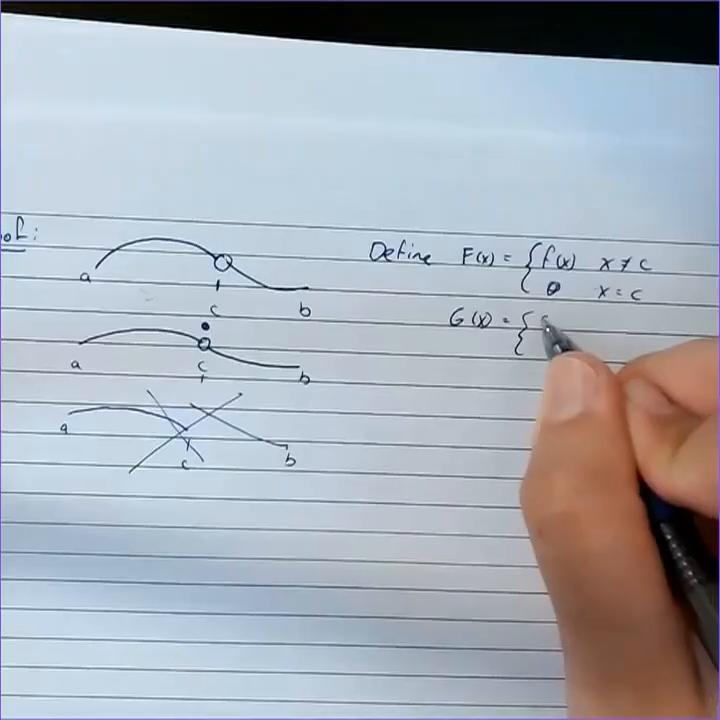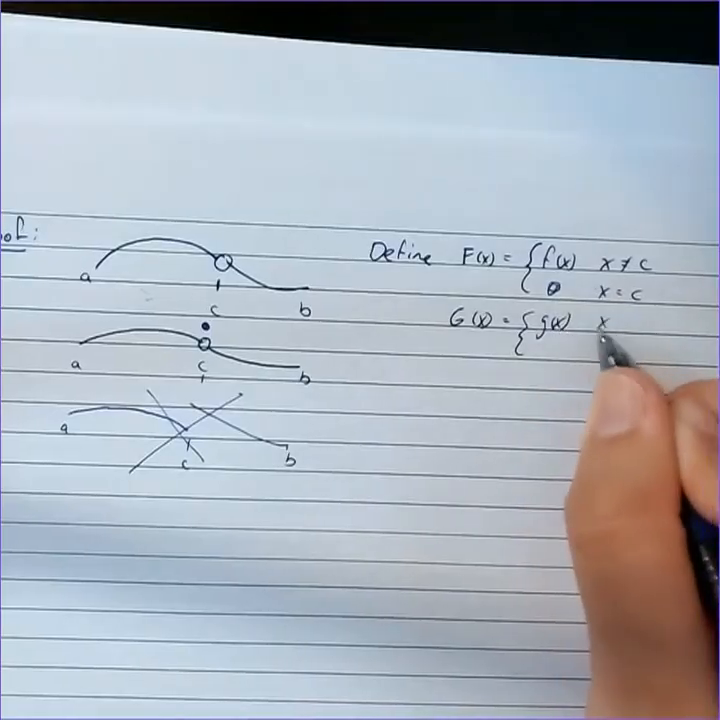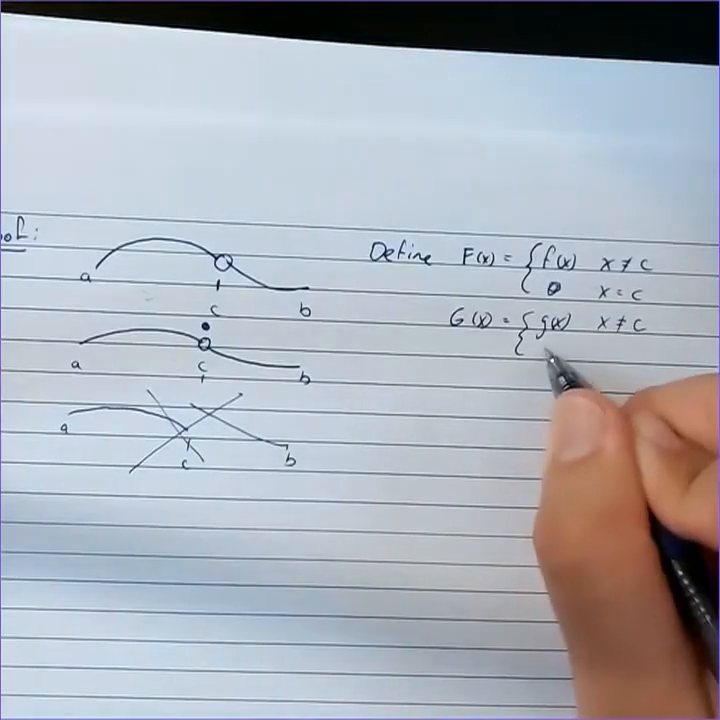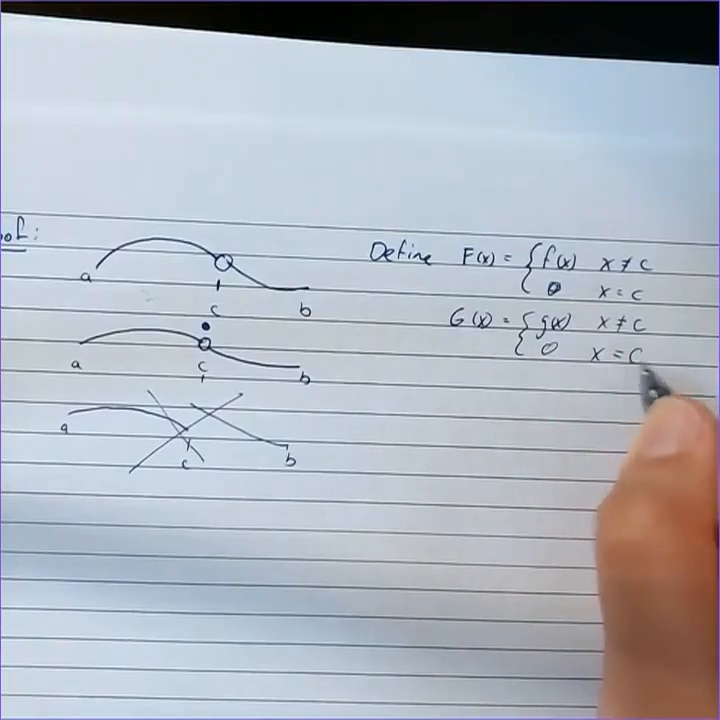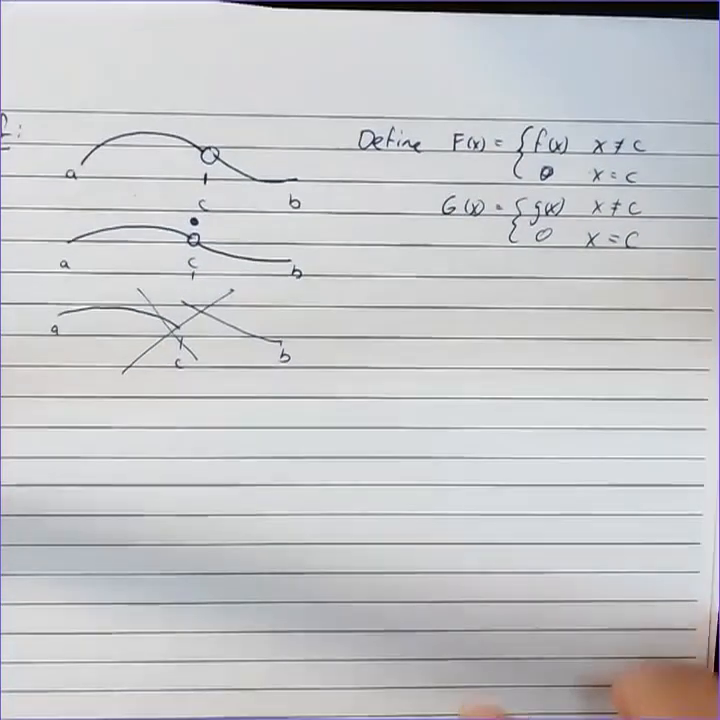We're going to take capital F equal to little f, so long as x is not equal to c, and we're going to have capital F equal to 0 when x is equal to c. All right, so that's what we're going to do with both of those functions.